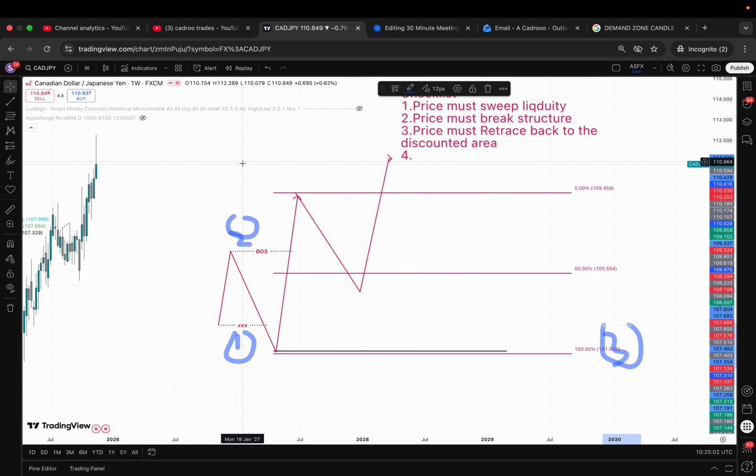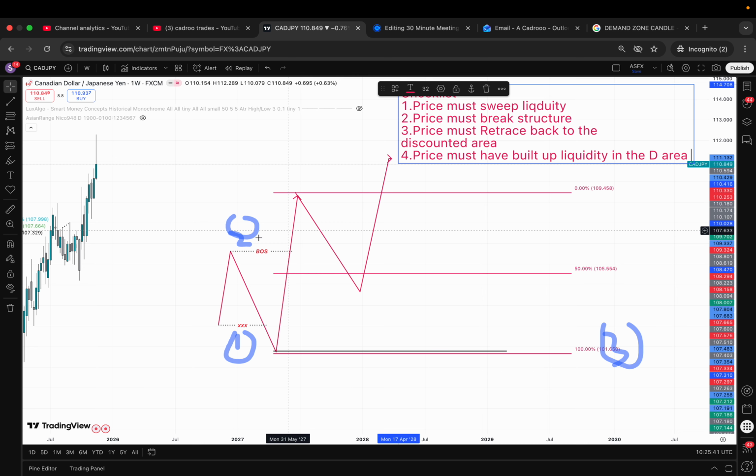Number 4, price must have built up liquidity in the discounted area.